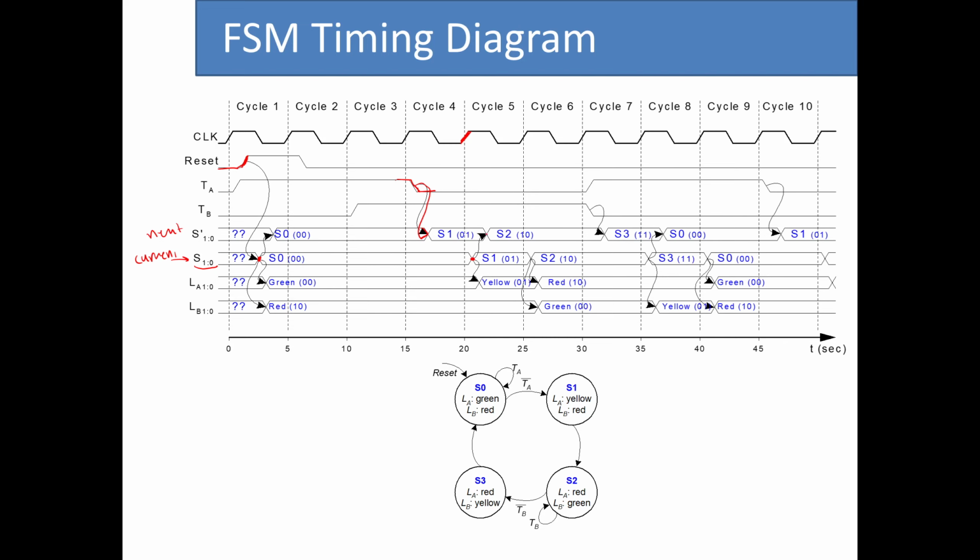And then when this happens, we know that since state 1 didn't require any inputs, our next state would be to go to S2. So this is what you see here, but this is still not our current state, right? In our current state, we are still at S1, and that means that LA is going to be yellow instead of green. And then on the next edge of the clock, we go from S1 to S2.